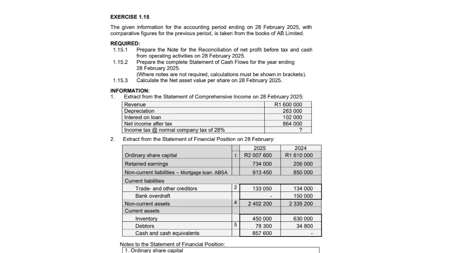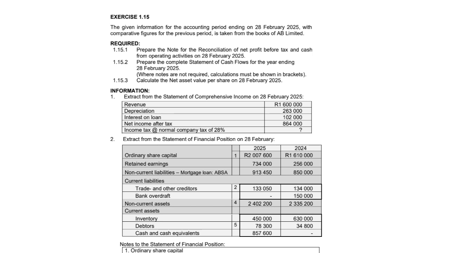Information 1. Extract from the Statement of Comprehensive Income on 28 February 2025. Revenue, depreciation, interest on loan, and net income after tax is given. We need to calculate the income tax at normal company tax of 28%.